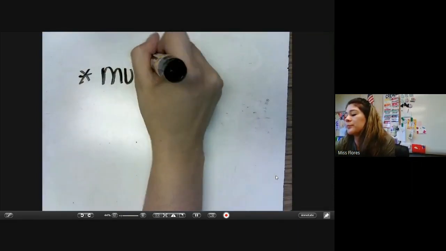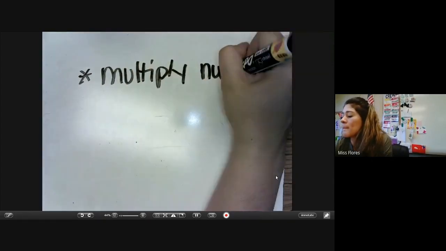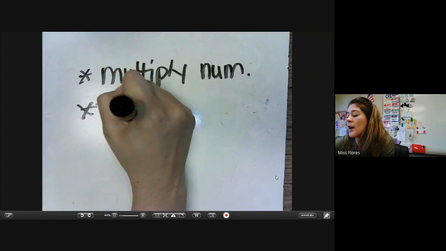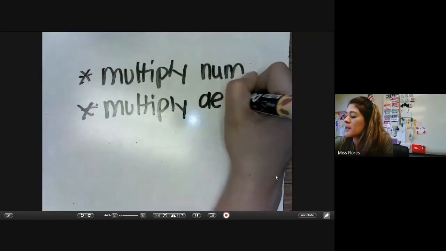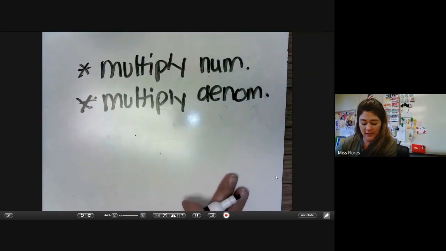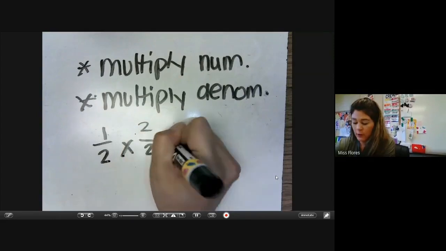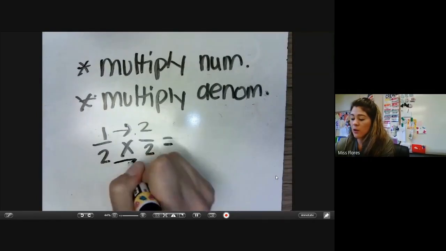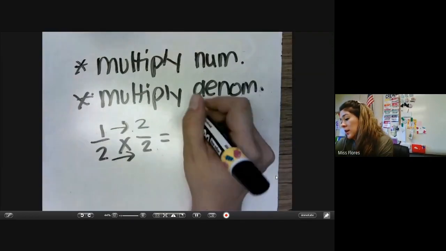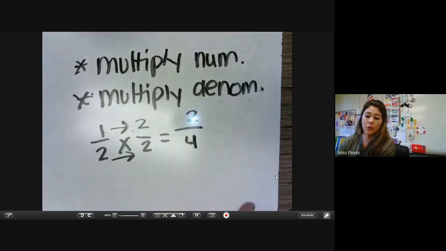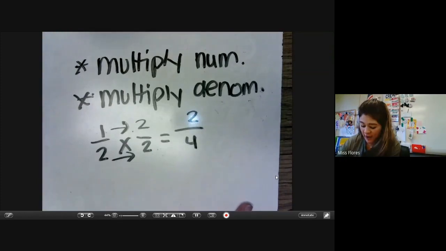Basically all you do is you have to count up the shaded compared to the number of total pieces, right? All right, let's talk about multiplying fractions. When we multiply fractions, we are going to multiply the numerators, and you multiply denominators. For example, if we had 1/2 times 2/2, we just multiply straight across. So 1 times 2 is 2, and 2 times 2 is 4. So that's how you multiply fractions.